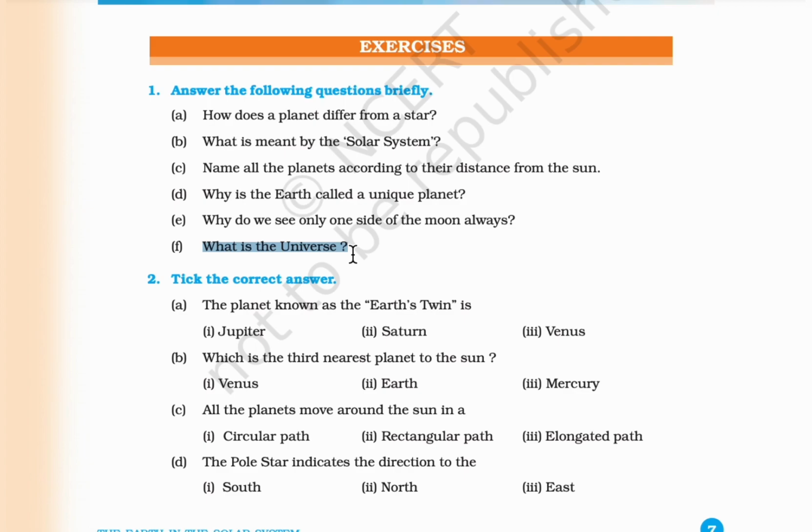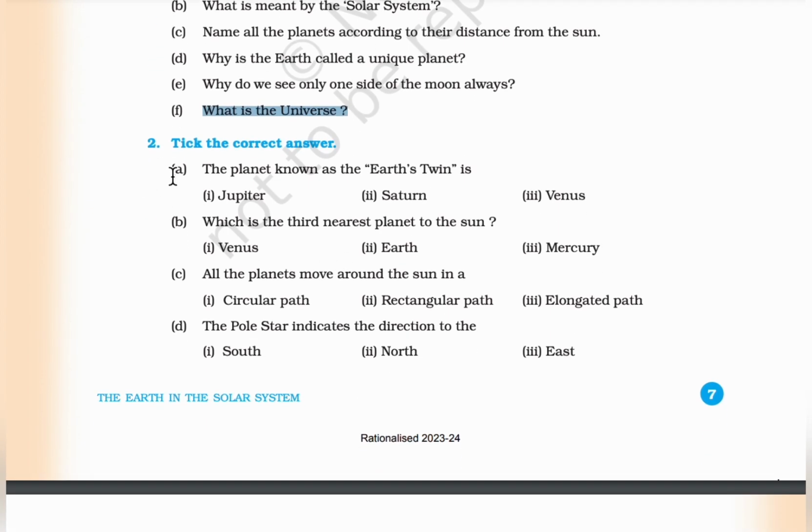So there will be several solar systems in a galaxy, and the combination of all these galaxies is called a universe. So our galaxy is the Milky Way galaxy. It is also called Akasha Ganga. Now coming to this one, the planet known as the Earth's twin is Venus. Its size and shape is almost equal to the Earth.